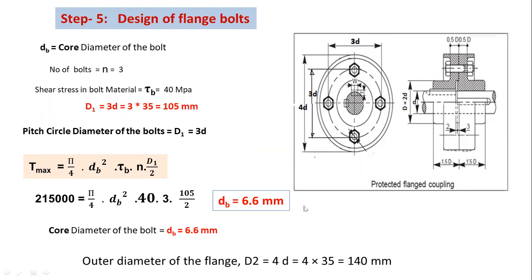Okay, after getting this value, D2 is the outside diameter of the flange. That value is equal to 4D. 4D equal to 140 mm. Okay. So here I completed 5 steps for the design of a protective type flange coupling. Okay, this is the complete answer for this problem.